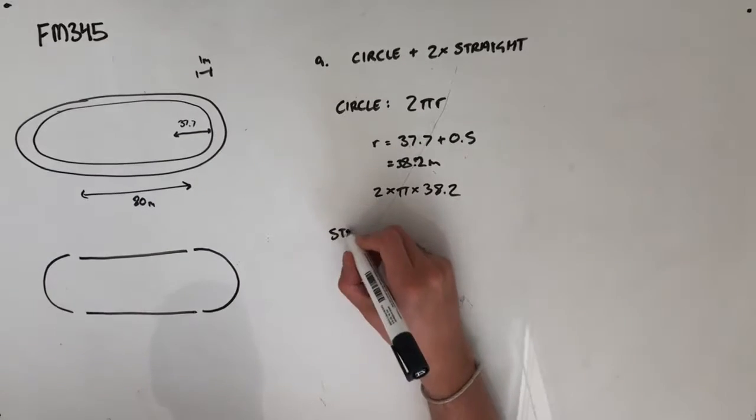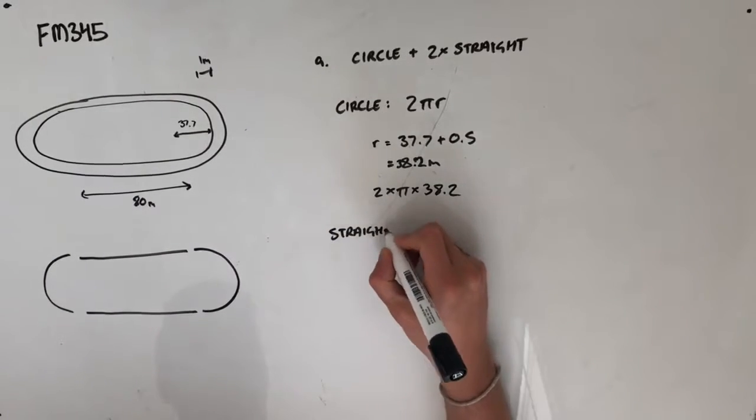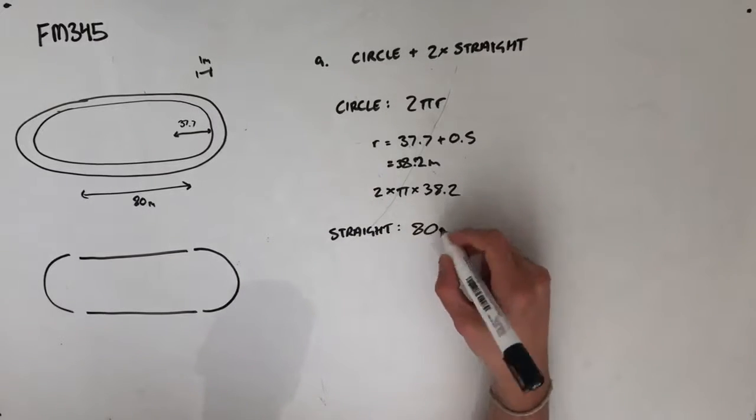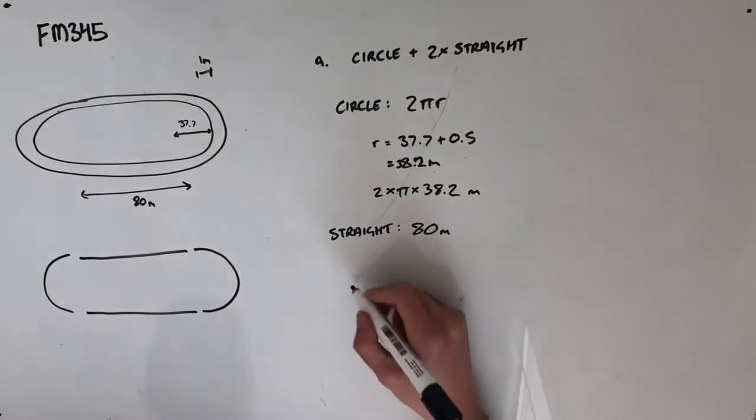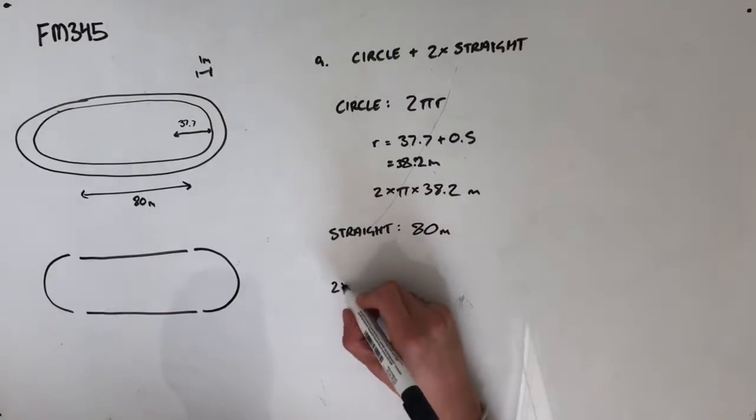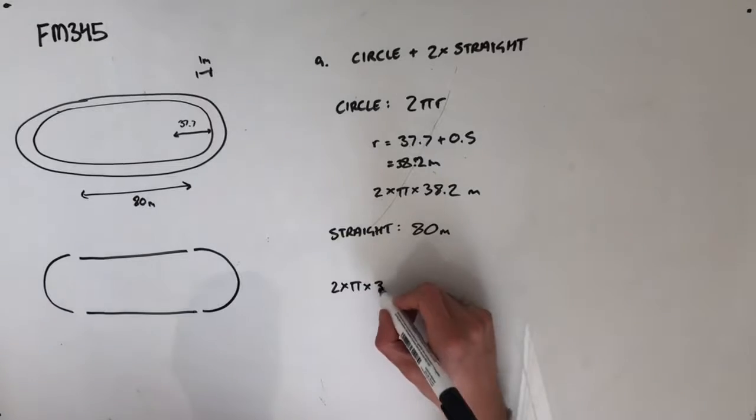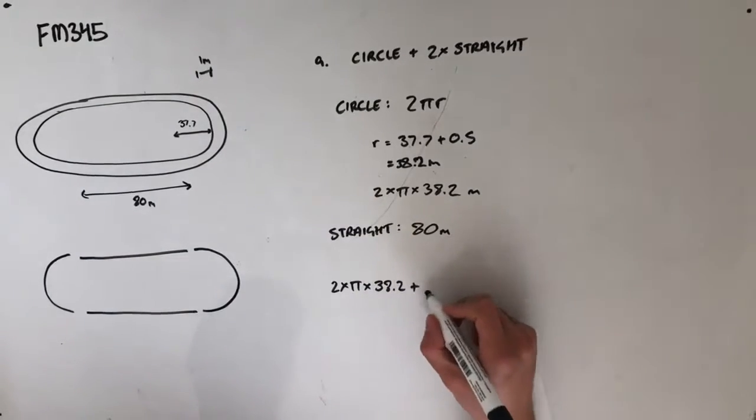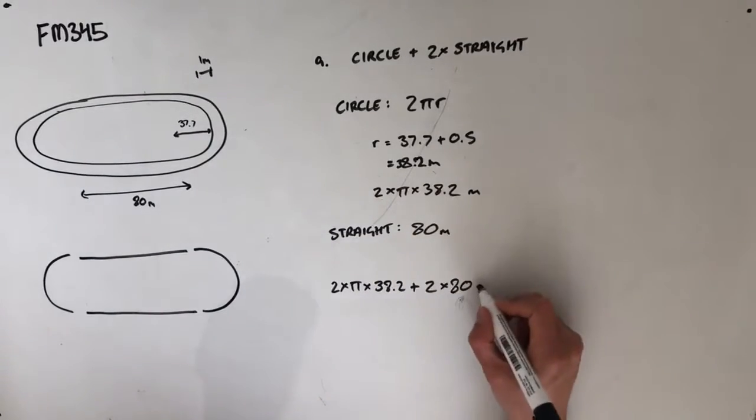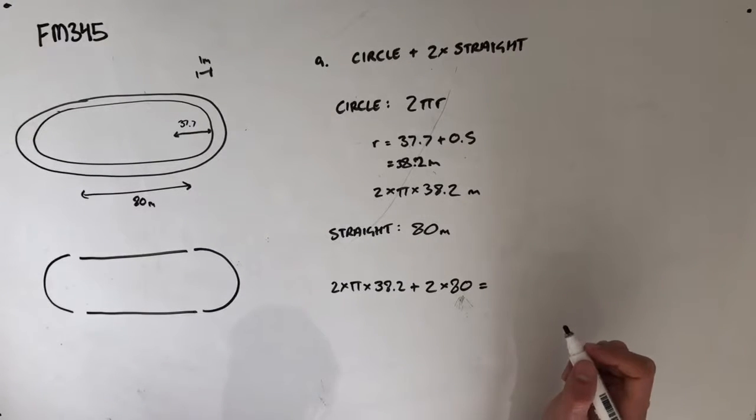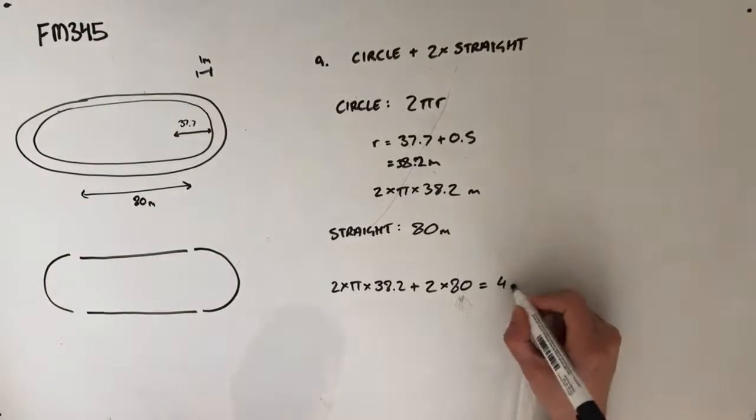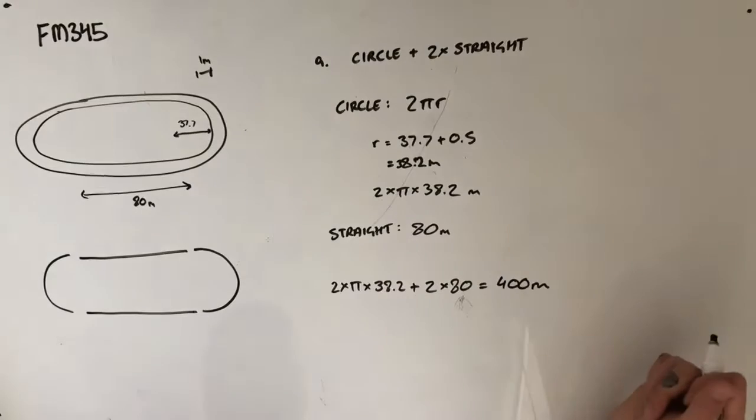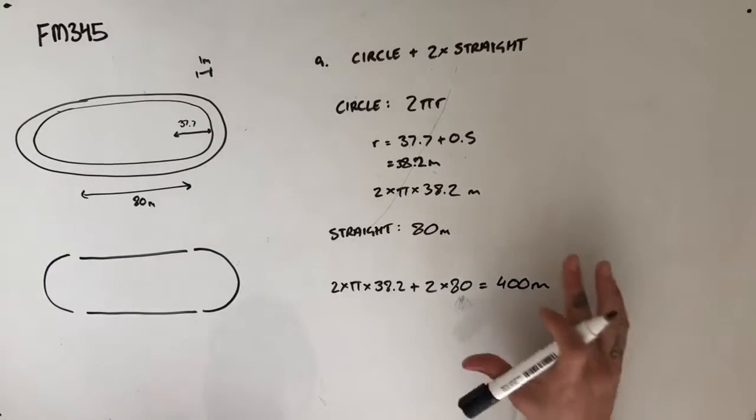Our straights are pretty straightforward. They're just going to be 80 meters each. Putting this all together, we should get 2 times pi times 38.2 plus 2 times 80. Putting that into a calculator and then writing it correct to the nearest meter, we should get 400 meters, and there is our little show that.